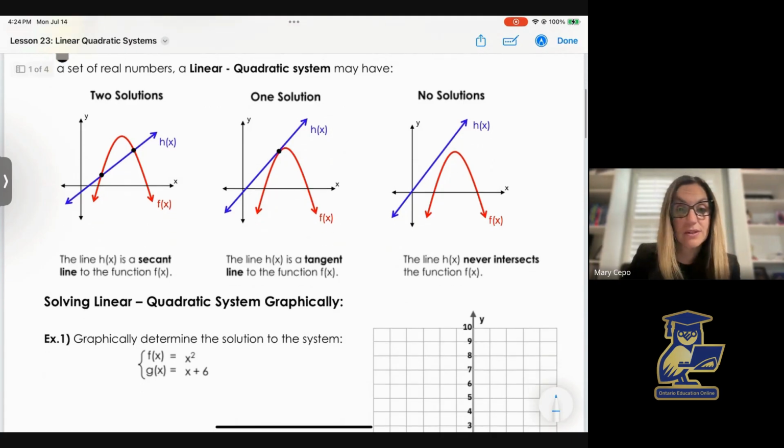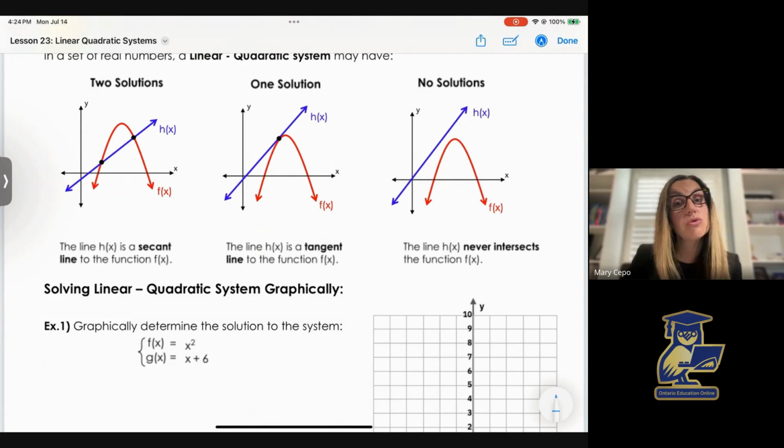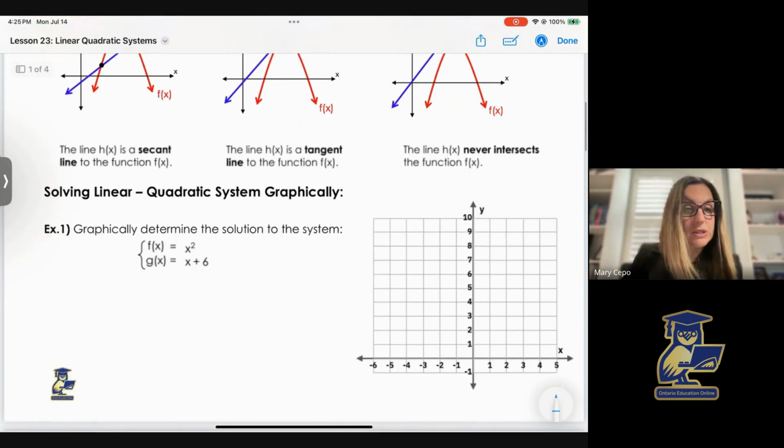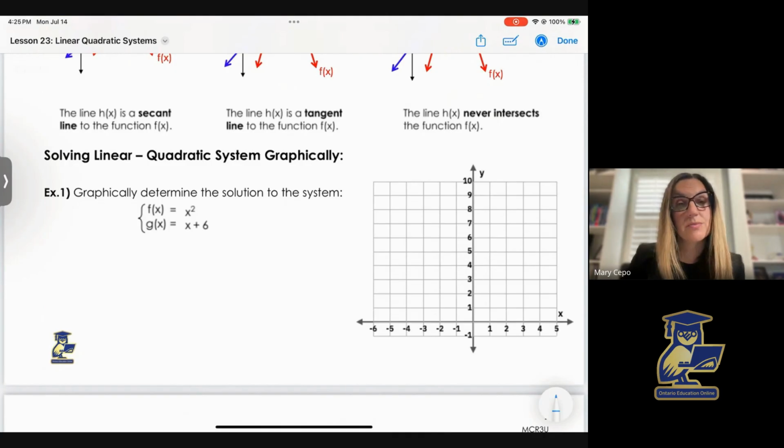However, you can have a scenario, which is your third one, where there's no solution. That means that line h of x, that linear function, never intersects the quadratic function. So we're going to explore solving linear quadratic systems graphically. So we're going to have to bring back our skills of graphing.